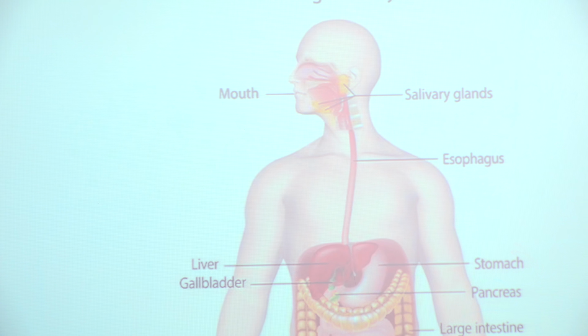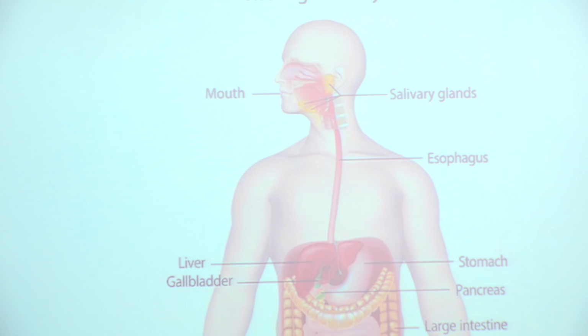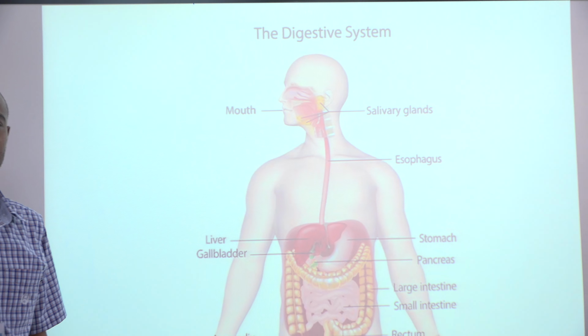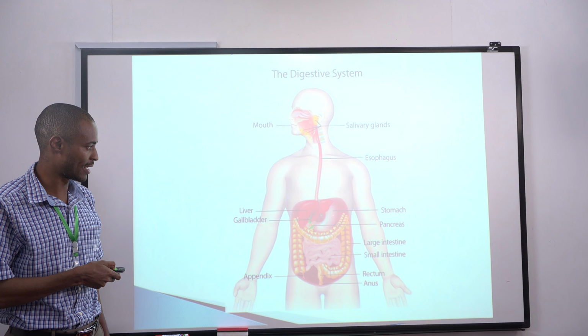And then from there, the food now is swallowed down to the stomach through the food pipe, which is called esophagus. And now the process of swallowing food is called peristalsis, whereby the food is swallowed into small round balls called boluses. From there, the food goes to the stomach.